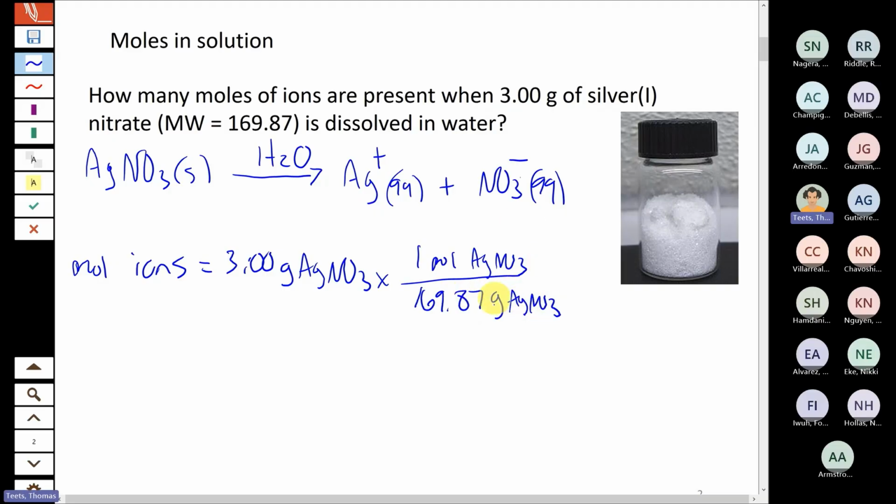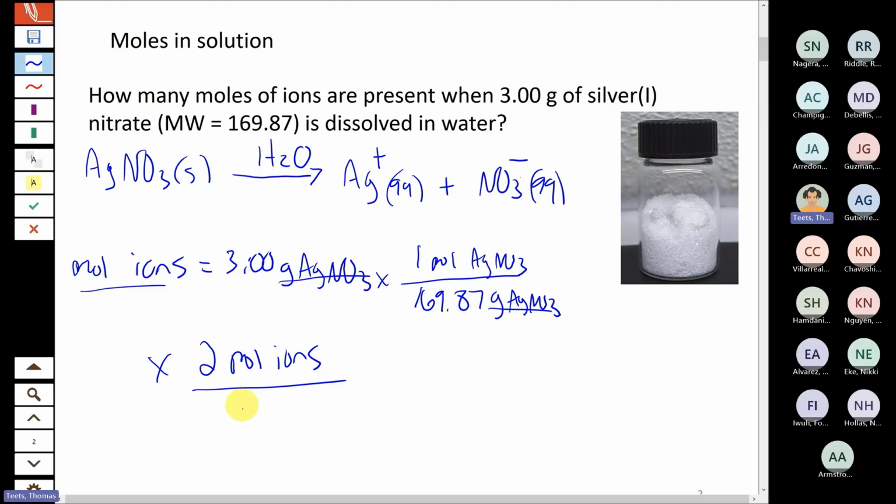That gives us the moles of the whole thing, silver nitrate. We're looking here for moles of ions. So this is again where we have to look at the formula of the compound and recognize that when it dissolves in water, it breaks up into the individual ions. So for every mole of AgNO3 that we dissolve, we're getting 2 moles of ions in solution. Again, 1 mole of positive ions in this case, 1 mole of negative ions because it's a 1-to-1 ionic compound.